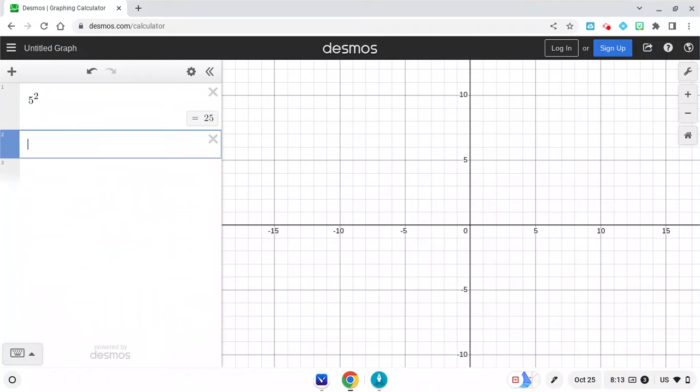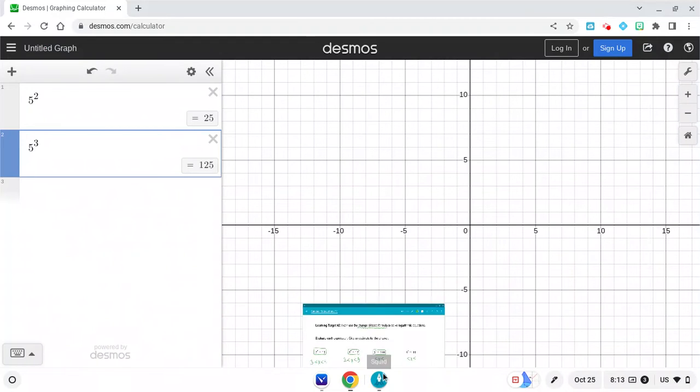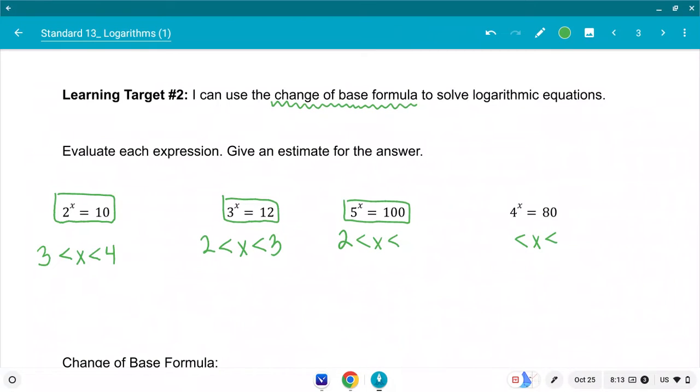5 squared is 25. 5 to the third is already way too high. 100 is somewhere in between there. So I know it's in between 2 and 3. This exponent is 2 point something. I don't know exactly what. We could guess and check if you wanted to. I could show you how that works.